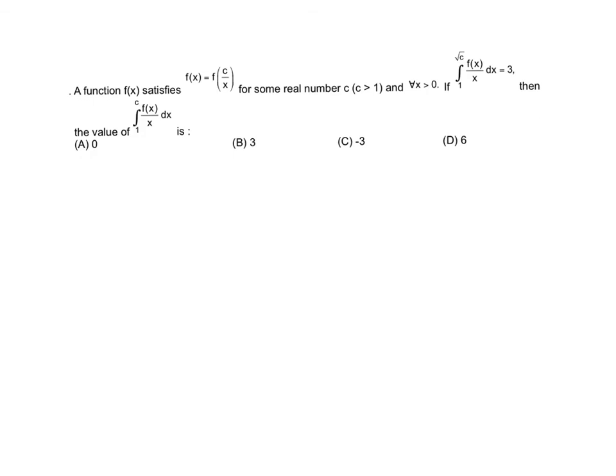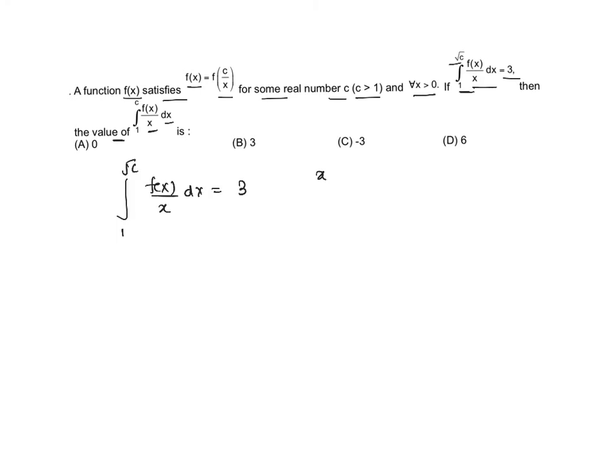Next problem: a function f(x) satisfies f(x) equals f of c by x for some real number c greater than 1 and for all x greater than 0. If integration 1 to root c of f(x) by x dx is equal to 3, then find the value of integration 1 to c of f(x) by x dx. So what we'll do, given is integration 1 to root c of f(x) by x dx equals 3.